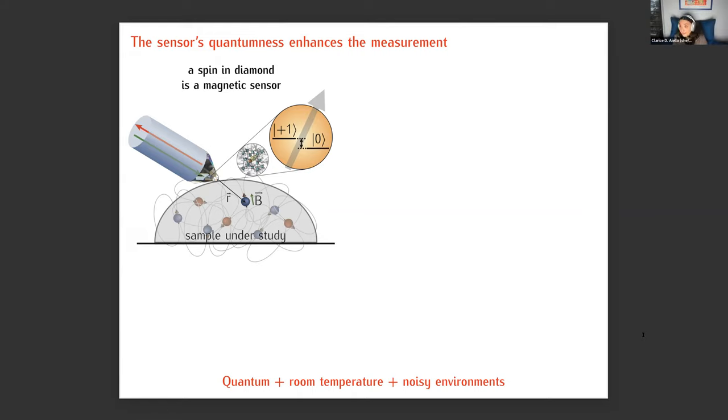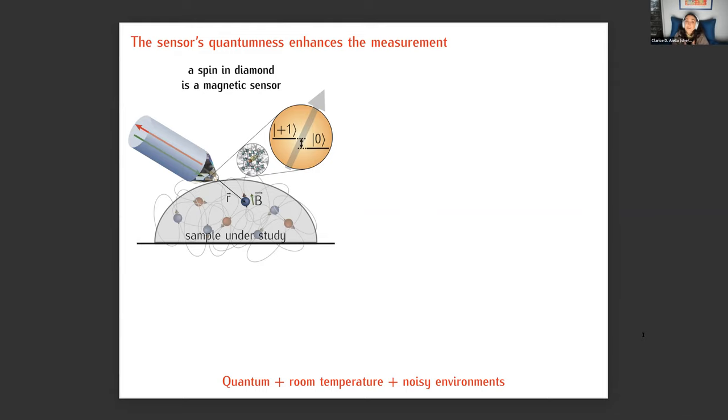So T2 star in crappy diamond is about 2 microseconds. And now people at room temperature are improving the materials and doing things like this so that this decoherence time in the diamond that they produce is already much longer. But again, already 2 microseconds is extremely, extremely long for a quantum object to live at room temperature, right? Even 2 microseconds is already extraordinary.